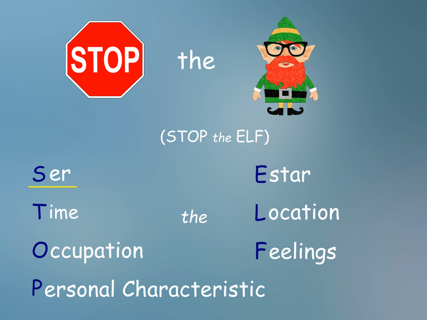In other words, when you want to express time, an occupation, or a personal characteristic of someone, you use the verb ser. The E in elf refers to estar. The L refers to location, and the F refers to feelings. When you want to express your location or how you're feeling, use estar. Although stop the elf doesn't cover all the differences, it's easy to remember, and as I said, it's cute.